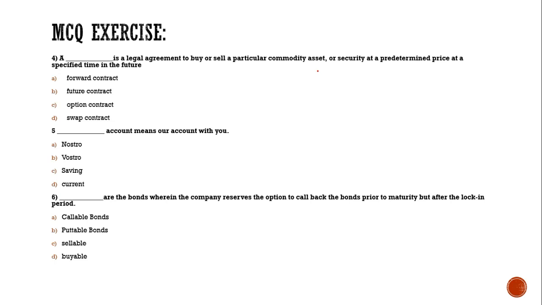Again, four options. And lastly, dash are the bonds wherein the company reserves the option to call back the bonds prior to maturity but after the lock-in period. Again, four options are given. I'll give you a couple of minutes to go through the question and check the options and try to identify the correct answer. After that, we will discuss the answers.